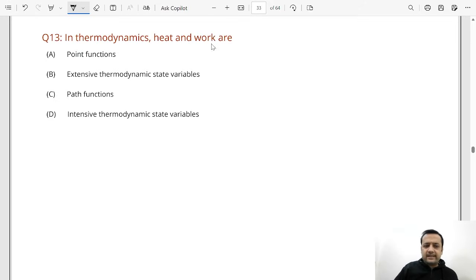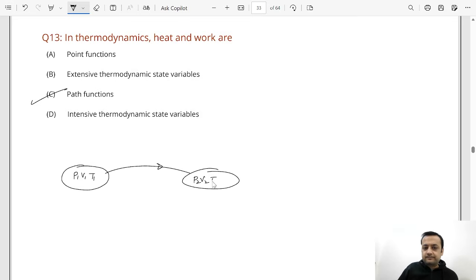Then in thermodynamics, heat and work, all of us know that both are path functions. Internal energy, or rather change in the internal energy, is a state function. It does not depend upon the path. What does that mean? Suppose you are going from state 1, that is P1 V1 T1, to state 2, P2 V2 T2. So you are changing the state of the gas.